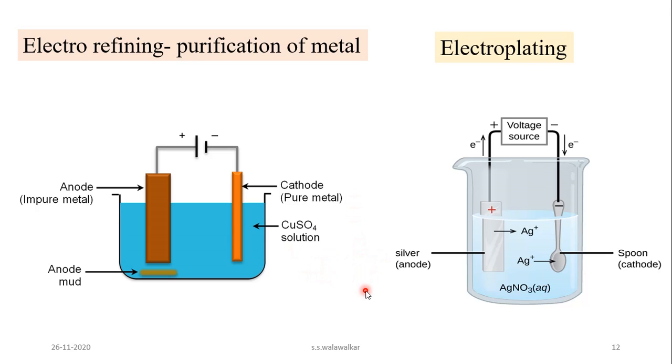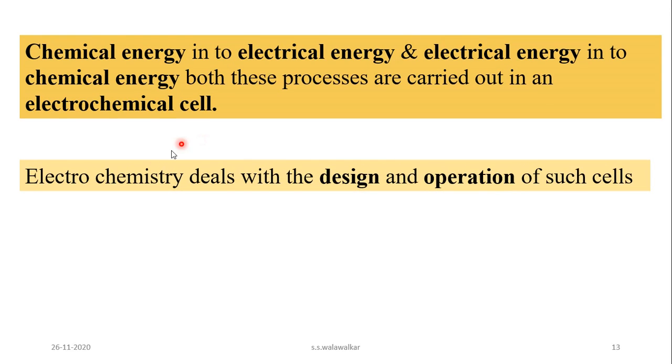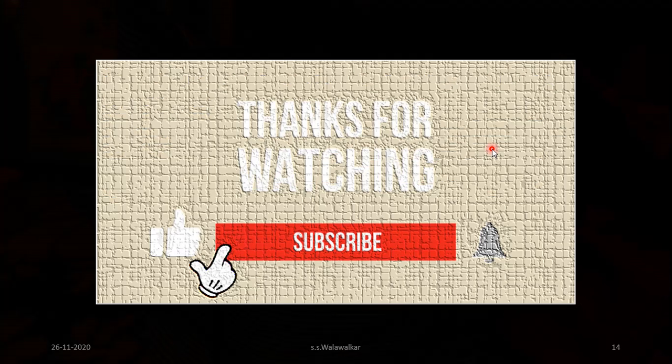So these are the applications of electrochemistry. Chemical energy into electrical energy and electrical energy into chemical energy, both these processes are carried out in a vessel that is called an electrochemical cell. And electrochemistry deals with the designing and operation, that is, the working of the electrochemical cell.